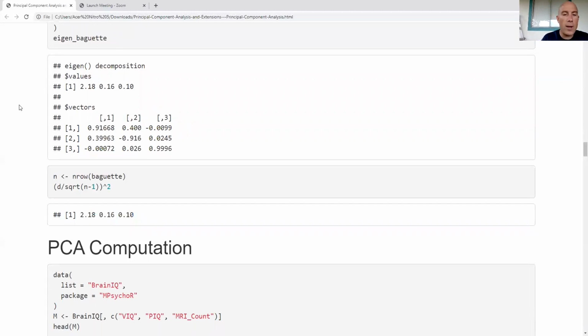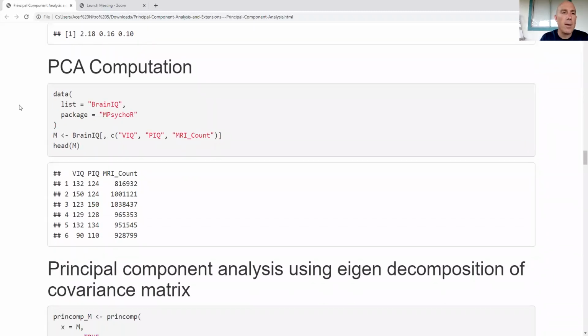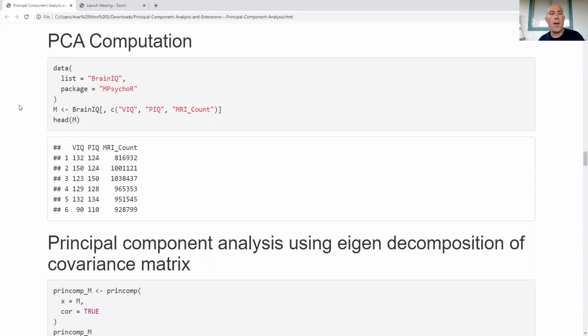All right, so let's go ahead and do this on a real data set, and let's work on computations of principal component analysis. Let's use the Brain IQ data set from the MPsychoR package, and check out this data here. I can see that I have some values, and this is a much different scale of numbers. These are much bigger, right?